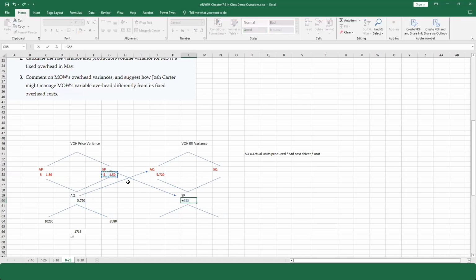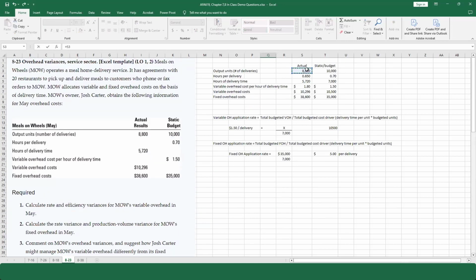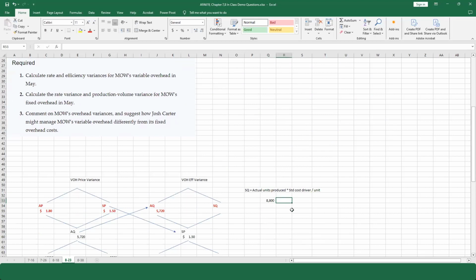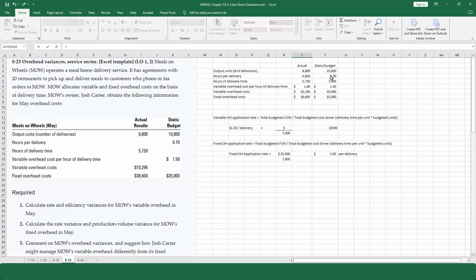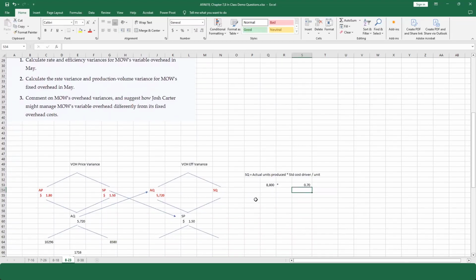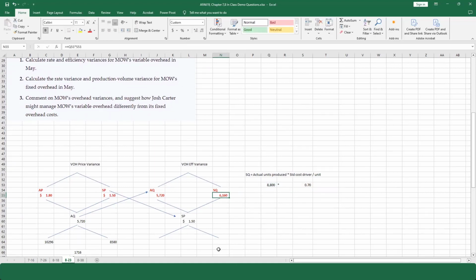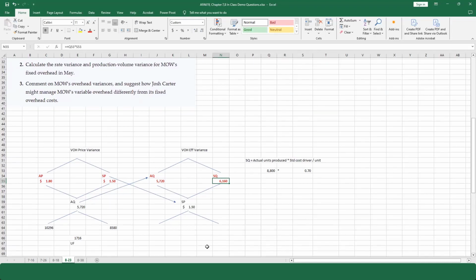If we go over here, we can take the actual and we're going to take the standard. And then we're going to calculate the standard quantity, which is the actual units produced. Well, now it's the actual number of meals delivered, 8,800. And we want to multiply that by the standard cost driver per unit. In this case, per meal. Standard cost driver is 0.7 because that's the hours per delivery. And so now I can calculate this. That is 6,160. So that's the total number of hours that they should have spent delivering meals.